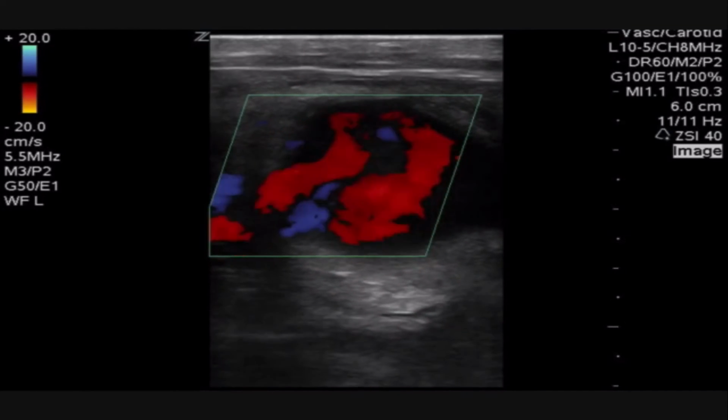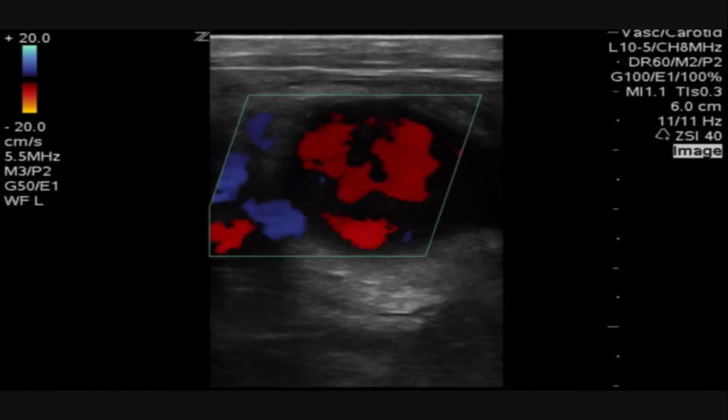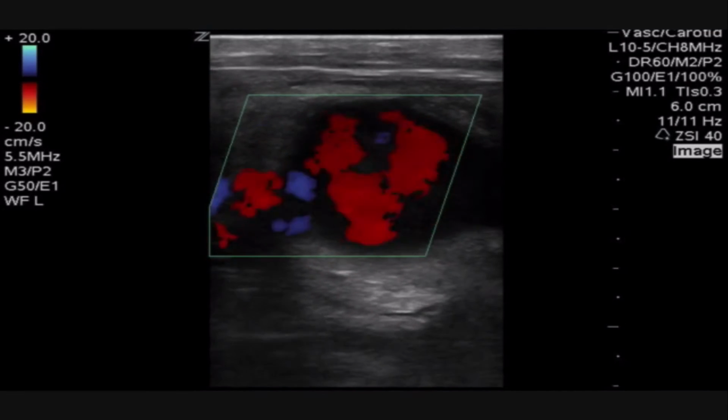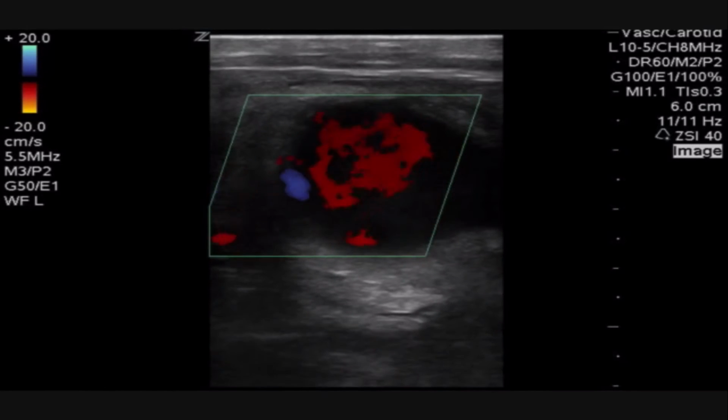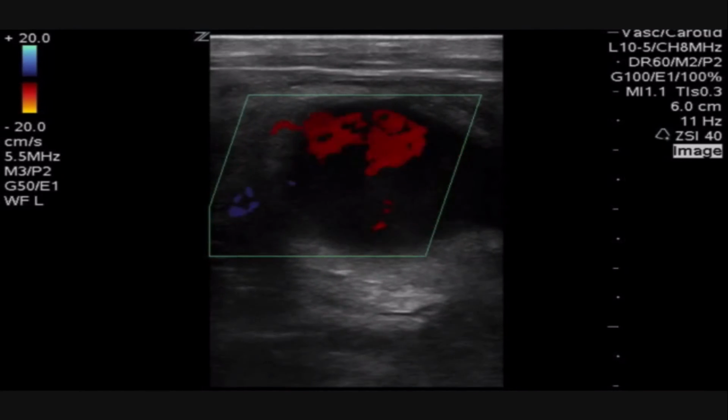The flow is very directional, and the next step of evaluation would be to use spectral Doppler to categorize this as venous or arterial, although we feel it's arterial because of the pulsatility of it, and also to see the velocities. And this is what radiology will do when they evaluate AV fistulas.